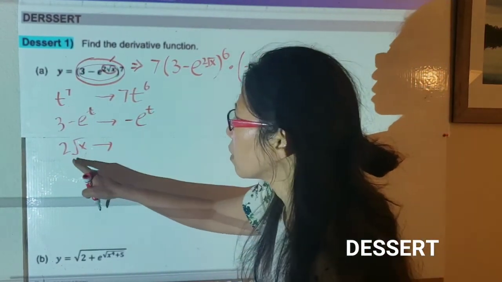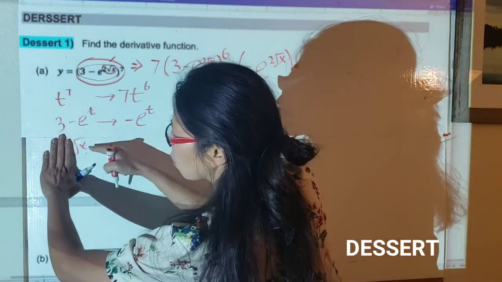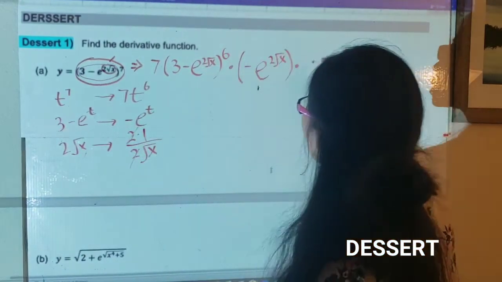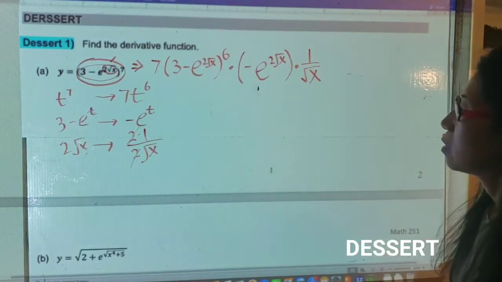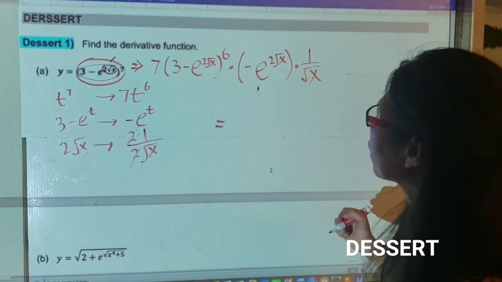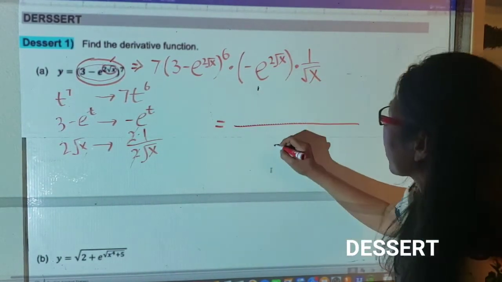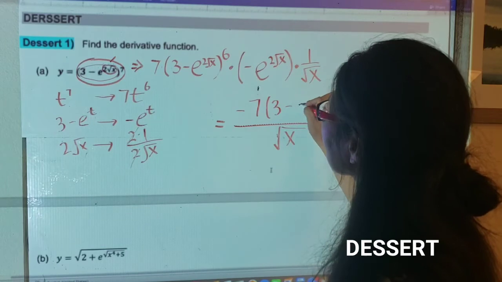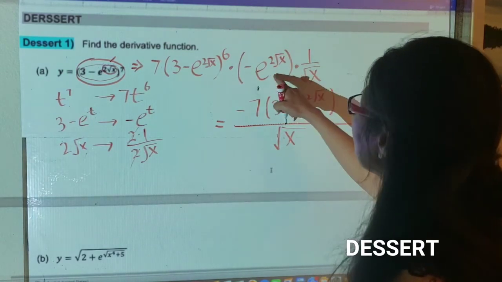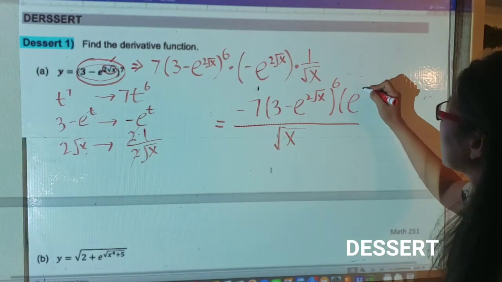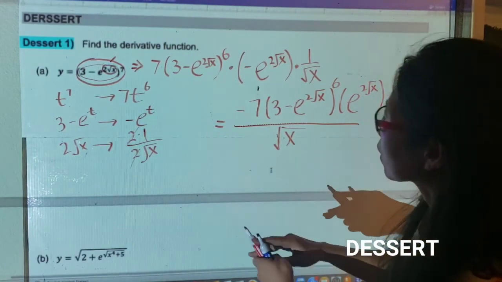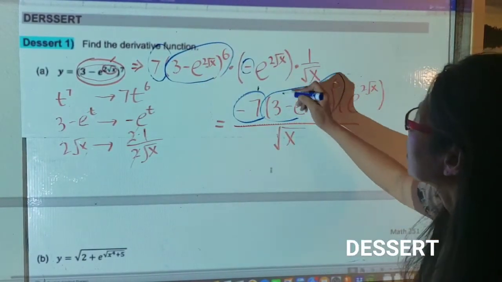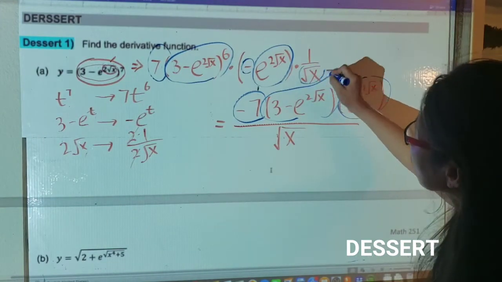Then another times, we are going to take the derivative. We've done this one many times. Do you remember? That becomes 1 over 2 square root of x, and then I have a 2 in the numerator, so that becomes 1 over square root of x. So all we need to do is organize it, if I can write it better. The square root of x comes down, and the rest of them I have minus 7 times 3 minus e to the 2 square root of x, to the 6 power, multiplying e to the 2 square root of x. So what I did, I pulled out this negative and this 7, wrote it here, then next factor I copy down, next factor I copy down, and the denominator.